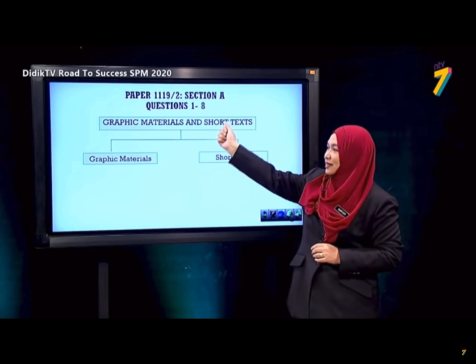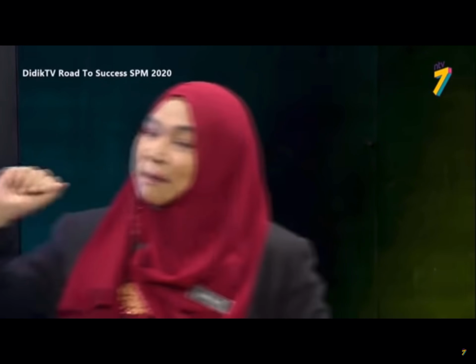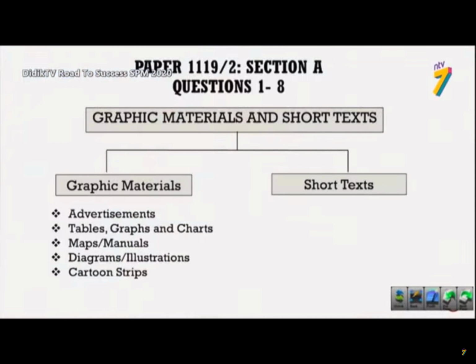Questions 1 until 8, graphic materials and short text. For graphic materials, the favorite one, the popular questions that will come out is about advertisements. You always see McDonald's posters, promotions, right? So those will be asked here. We also have tables, graphs, charts, and many more. Many types. It will be everything that you see around you.